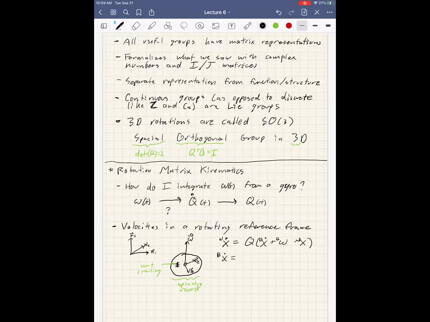Has anyone seen this written down like this before? Probably seen it without the Q on there, I'm guessing. This is sometimes called the kinematic transport theorem, but usually people write it down wrong, in my opinion. If I flip this around, I can invert it, and I can also write it as Q transpose x dot n minus omega_b cross x_b. Okay, so yeah, maybe kinematic transport theorem.